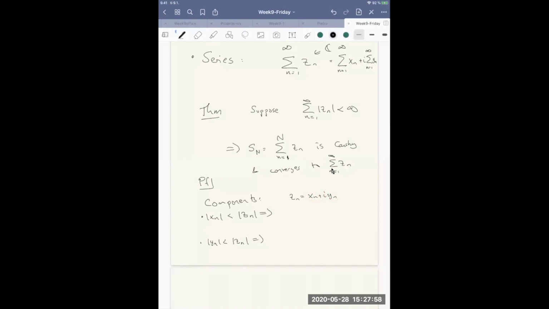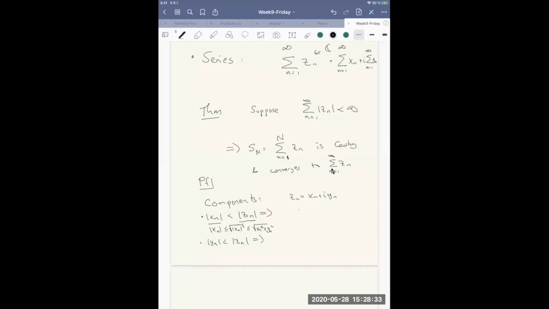And then we can use the simple bounds. The xn component is less than the norm of Zn. And this bound is fairly obvious because the absolute value of xn is equal to the square root of xn squared. And this is less than or equal to the square root of xn squared plus yn squared, because we made the quantity under the root bigger. This argument we've seen earlier when we approximate distances of product metrics.